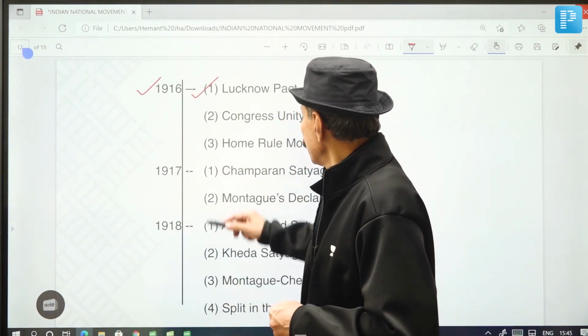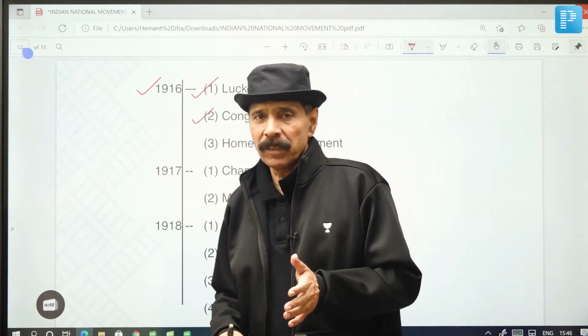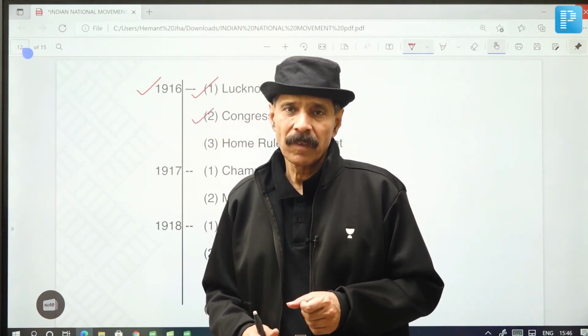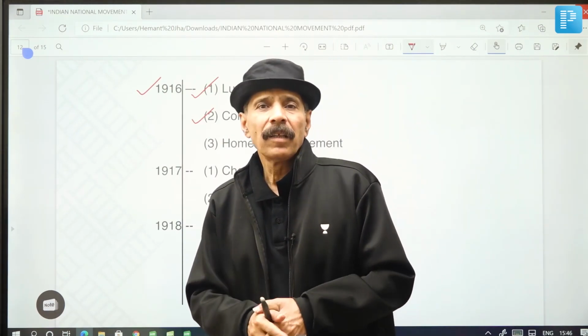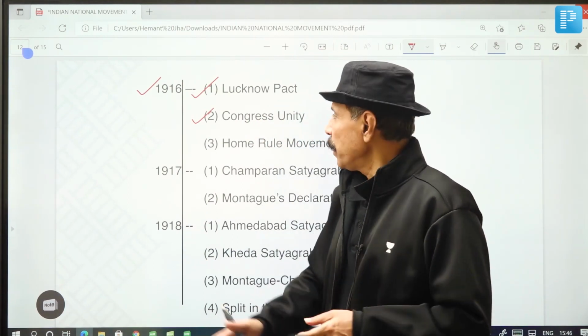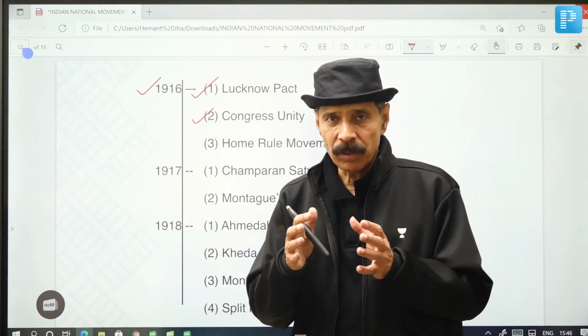Next one is Congress unity. In Surat split, 1907, the extremist or the militant nationalist had left Congress. They came back in 1916 and the Congress unity was restored.